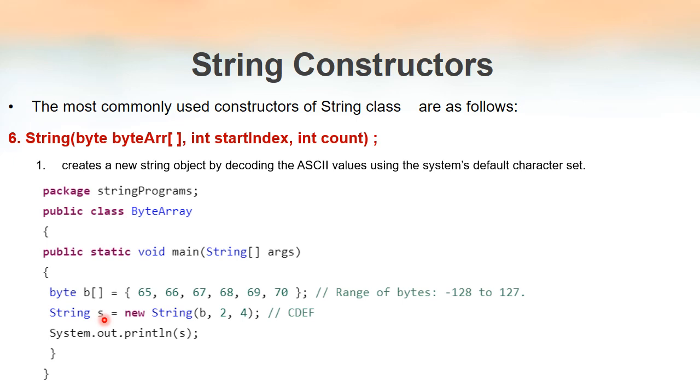So this S will be created as a string by using the bytes starting from the second index, and from that index 4 values will be taken. So all these 4 values will be taken to create the new string named S. Again, this is a byte array, so each of these values will correspond to a character on the keyboard. So when we print the value of this string S, we will get the output as C, D, E, F, because 67 is the ASCII value of capital C, 68 is the ASCII value of capital D, 69 is the ASCII value of capital E, and 70 is the ASCII value of capital F.